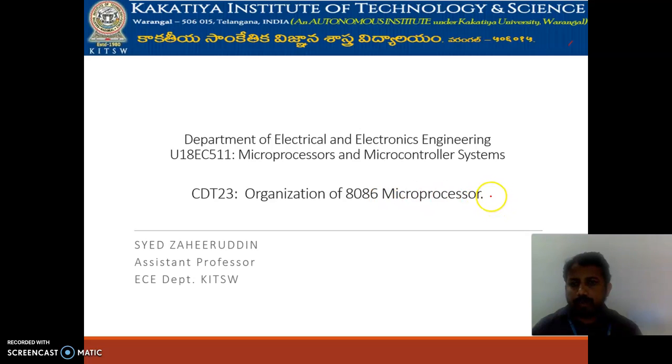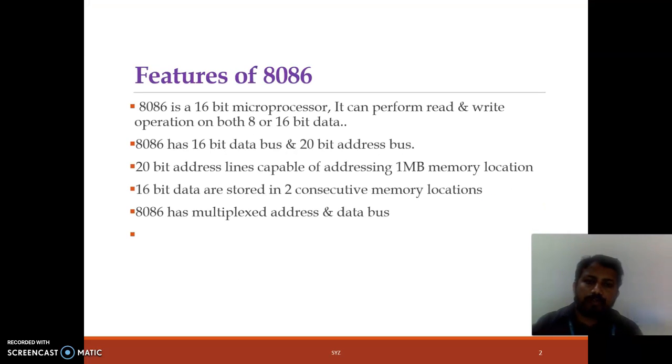In addition to the organization of the 8086 microprocessor, the features of the 8086 microprocessor will also be discussed. So we'll start this lecture with the features of the 8086 microprocessor. These are a few features which have been listed out. More features may be there, which you can go into in depth.